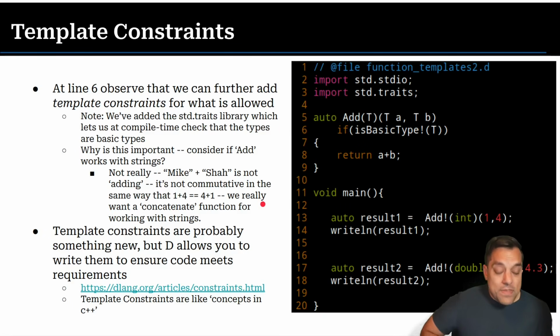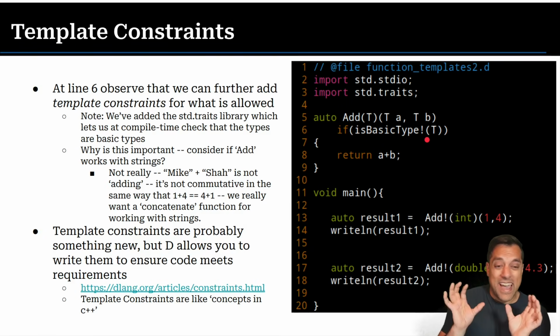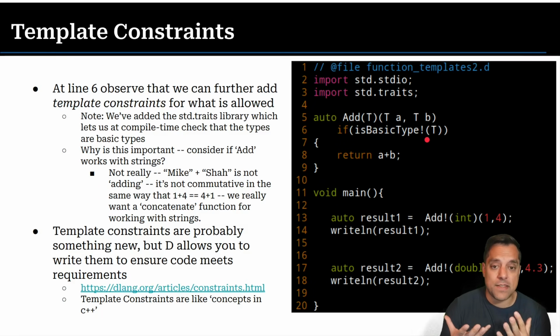What's cool about templates is that because the code is being generated at compile time, you can add constraints on them. Again, this is a really important concept in systems programming, where you might want to say something like, hey, if I'm calling the add function, make sure it's a basic type, because I don't want to accidentally add two strings together. Semantically, that doesn't make sense, right? Mike plus Shaw, yeah, that's cool.